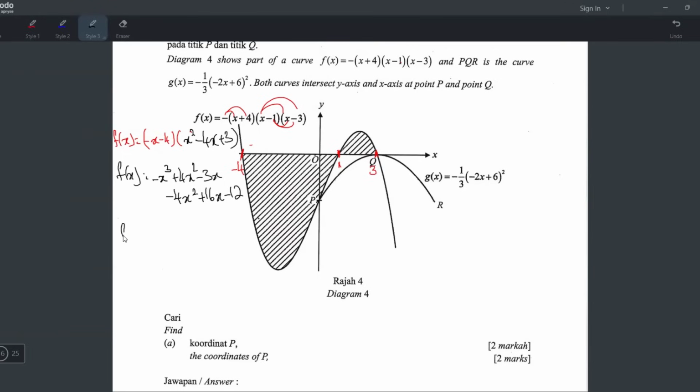Okay, done. So what is your f(x)? Okay, this one can cut. 4x squared minus 4x squared is 0. So it becomes negative x power 3, minus 3 plus 16 is plus 13x, minus 12. So this is your cubic equation.